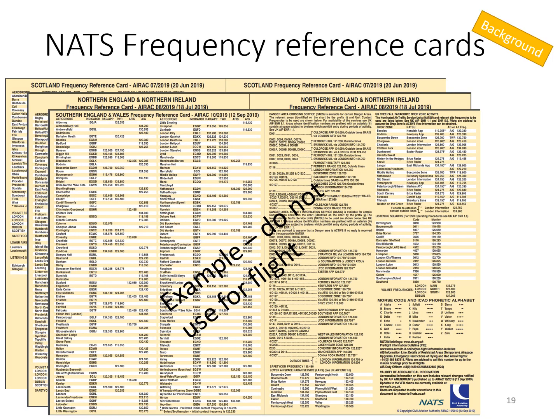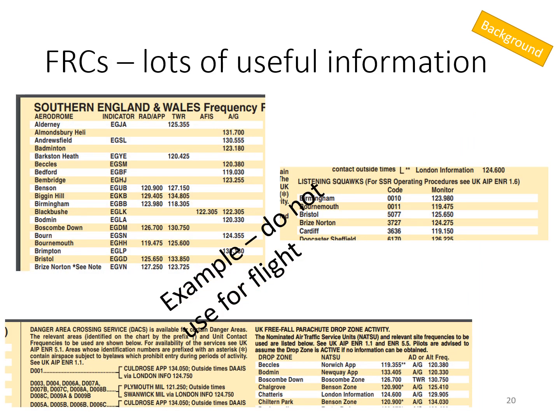NATS provide frequency reference cards for various parts of the UK, which can be downloaded, printed and laminated. They contain much useful information. However, you do need to pay attention to NOTAMs where changes might be listed that haven't got to the frequency reference card.